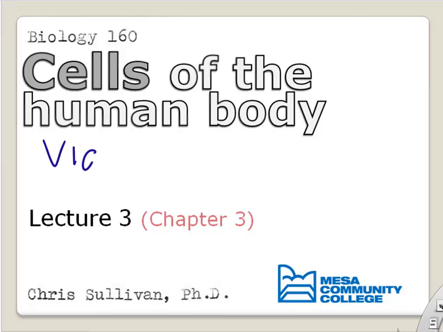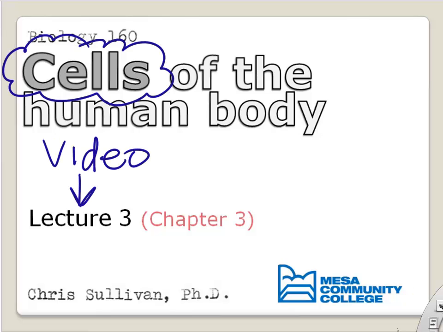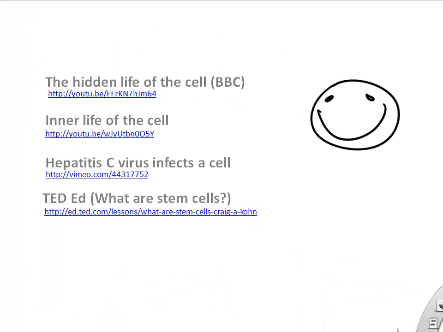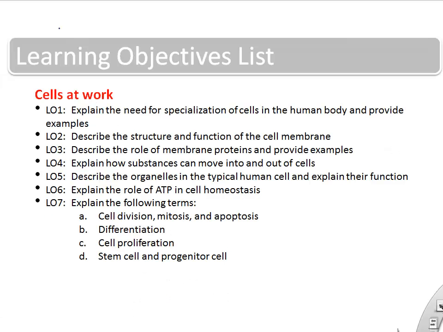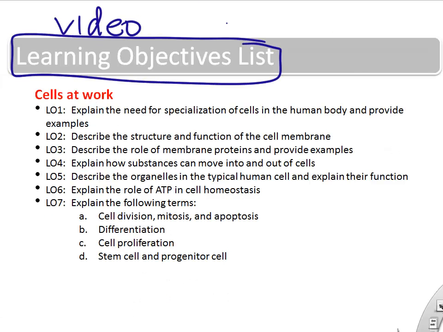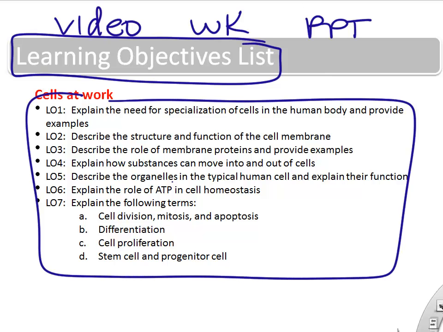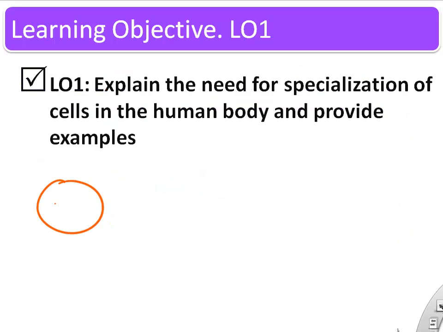This video is lecture video 3. This is going to cover the cell and cells and how they function. There are some optional videos if you want to check them out, link through Canvas and through the PowerPoint. These are the learning objectives that we'll cover, and we'll focus on a couple of them that are a little more complex, like membrane proteins and ATP when we talk about cells.